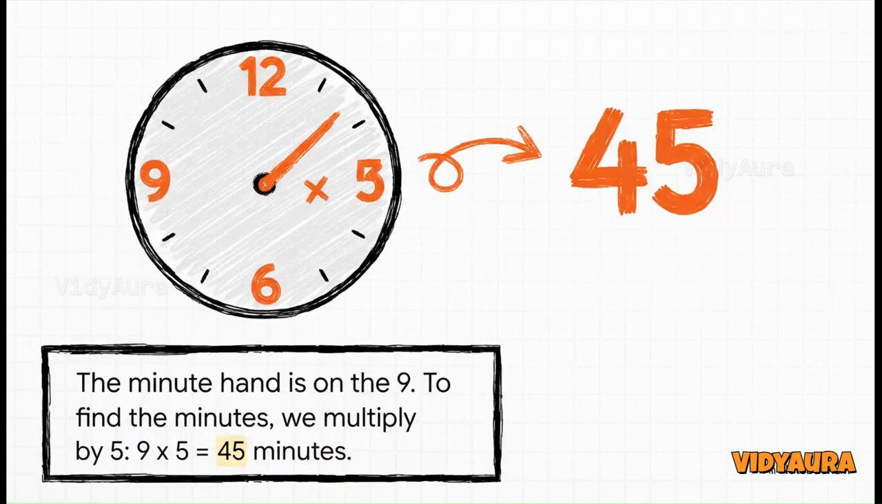Okay, on to step 2, the minutes. The long minute hand is pointing right at the 9. Now, for minutes, there's a simple trick. You just take the number it's on and multiply by 5. So 9 times 5, that's 45. Easy. So we have 45 minutes.